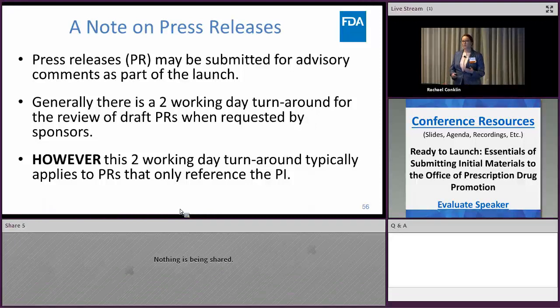However, the reviewers have already spent a significant amount of time working on these materials. So what we are saying now is that generally there is a 2 working day turnaround for the review of draft PRs when requested by the sponsors. However, in order to be considered for that 2 working day turnaround, those press releases need to be derivative of the product information. So the FDA approved labeling only. They can't include references outside of the FDA approved labeling. And this includes quotations from expert sources. So we still review quotes that are included in press releases as claims that are made about the product.